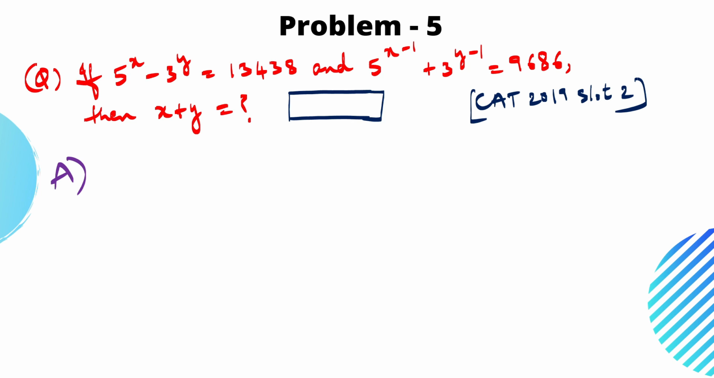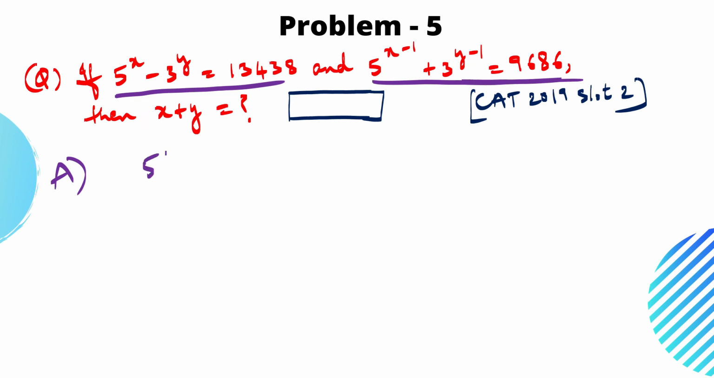Okay, so let us solve this. If 5 power x minus 3 power y is equal to something, and 5 power x minus 1 plus 3 power y minus 1 is some value, then find the value of x plus y. This appeared in CAT 2019 slot 2 and is a TITA question. Alright. You can start solving by taking either this one, or you can also solve by taking this one.